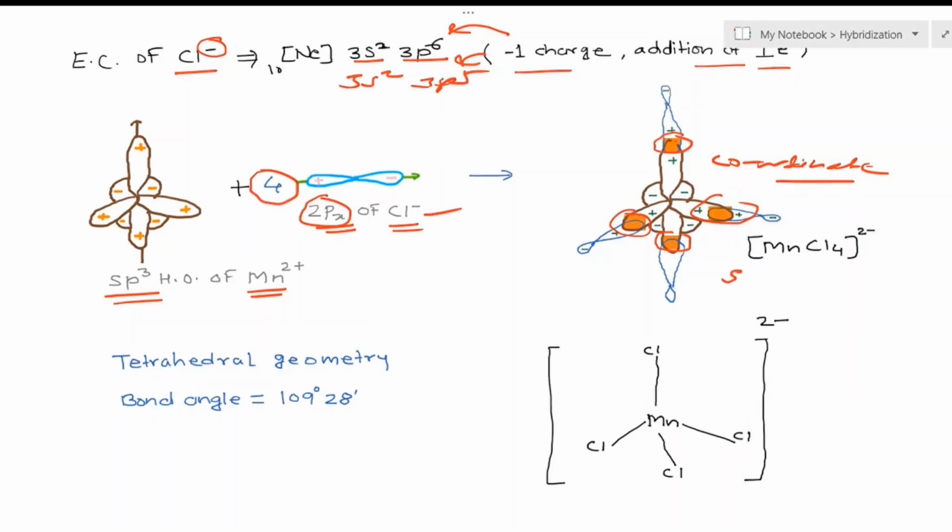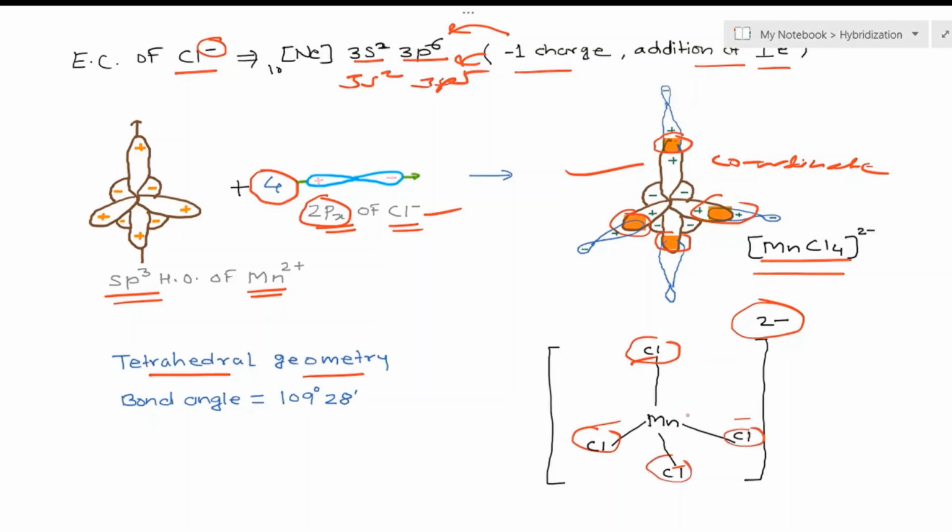So this is the formation of MnCl4 2-. You can show it like this, or you can show a tetrahedral geometry like this: Mn, 4 Cl, and a -2 charge. This geometry or shape is called tetrahedral geometry. Since all attached ligands on Mn are the same, this is a perfect tetrahedron, and hence the bond angle is 109 degrees 28 minutes. In CH4 also the bond angle is 109 degrees 28 minutes.